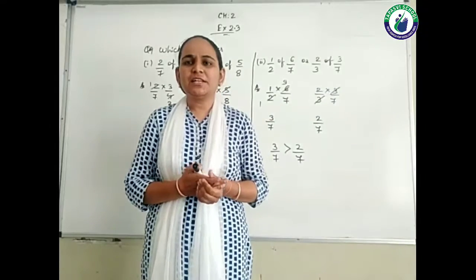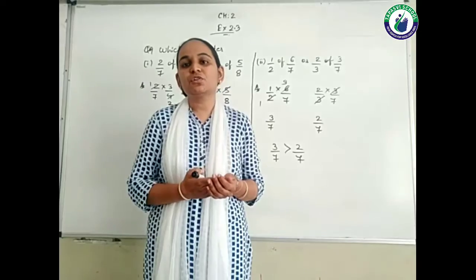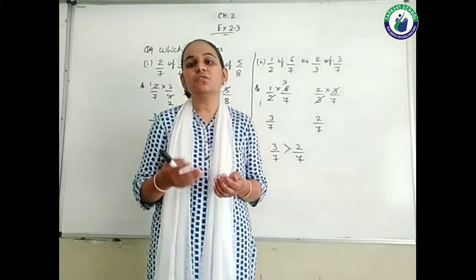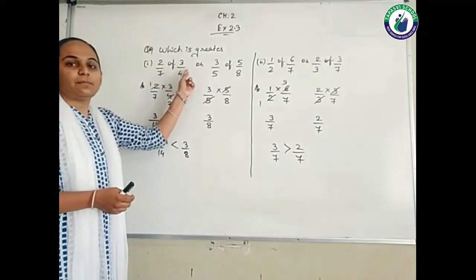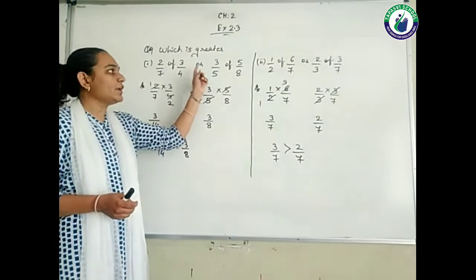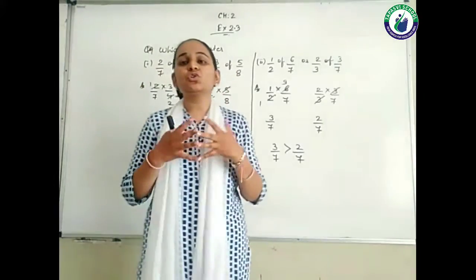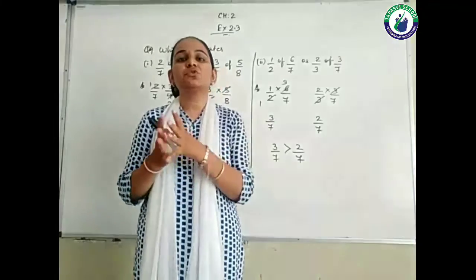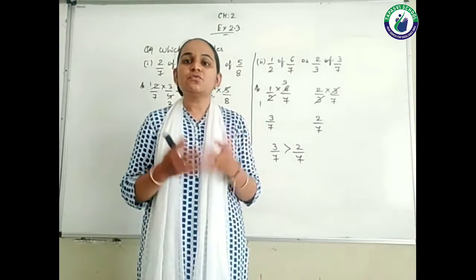You must have done which is greater in your lower standard also, right? You must be thinking, again, ma'am, why is this coming? But here it is fractions. So you should also understand how to do it in fractions. Let's see here, 2 by 7 of 3 by 4 or 3 by 5 of 5 by 8. Until and unless you solve it, you cannot say which one is greater and which one is smaller, right?